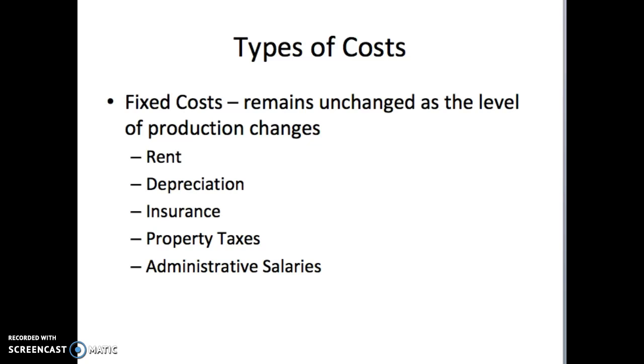First, you have the fixed costs, and these are the costs that don't change along with the number of units that a business produces. So, for example, that will be rent expense, depreciation expense, insurance expense, property taxes, and administrative salaries. So, for example, we can take rent as an example, which can be seen in this next slide.